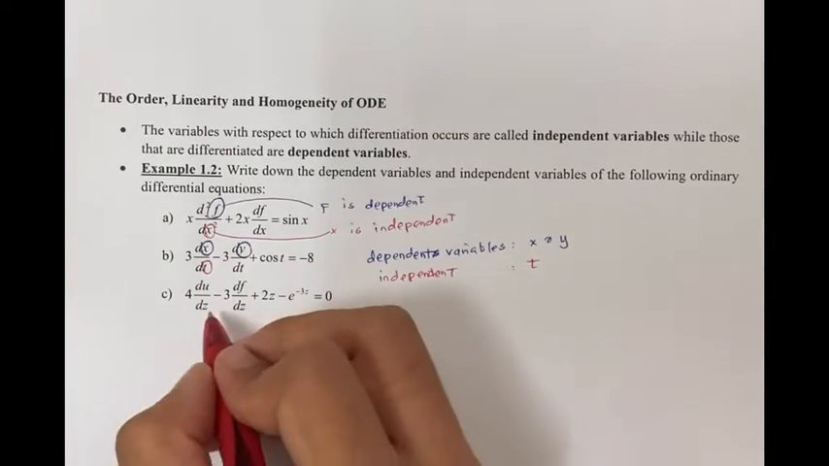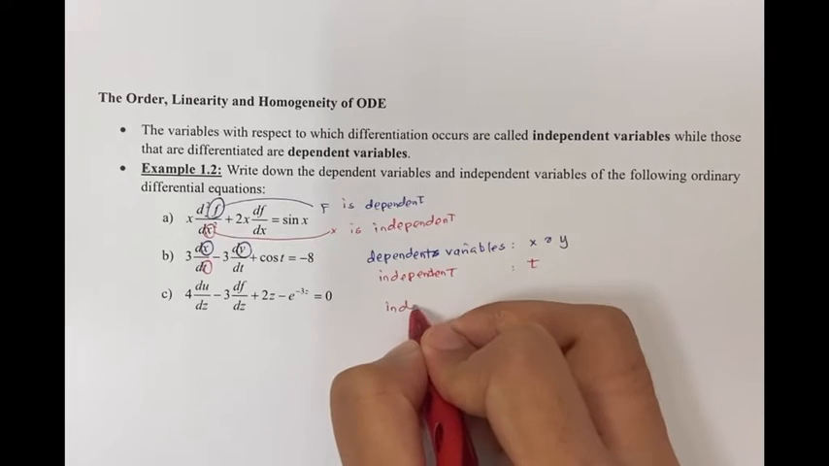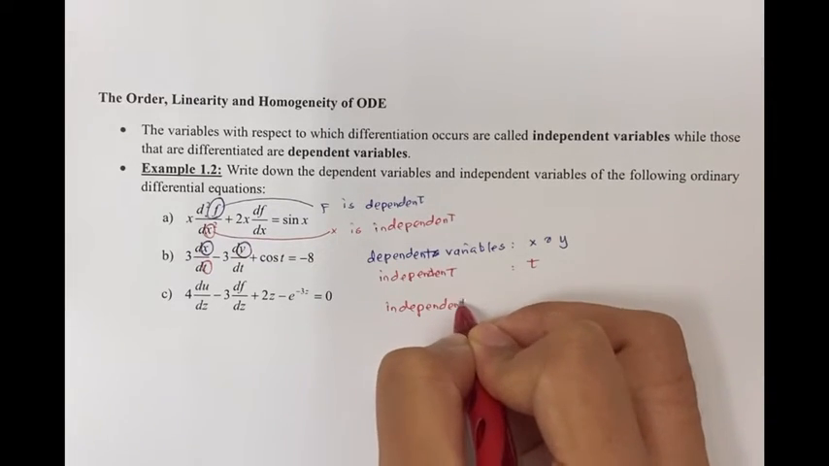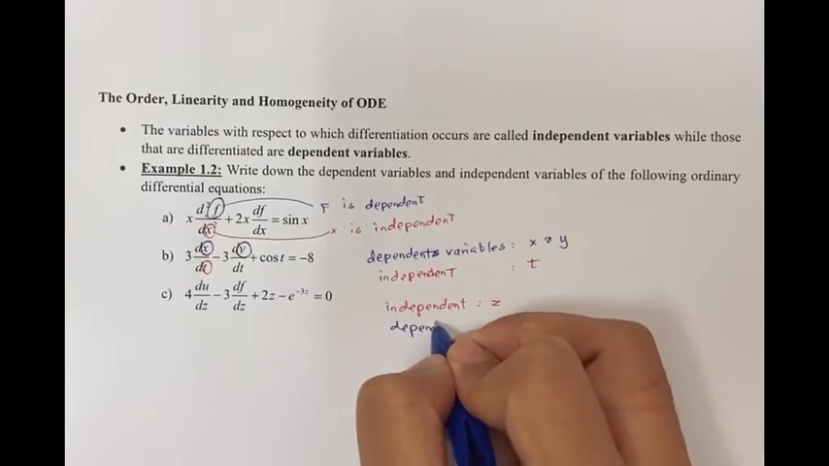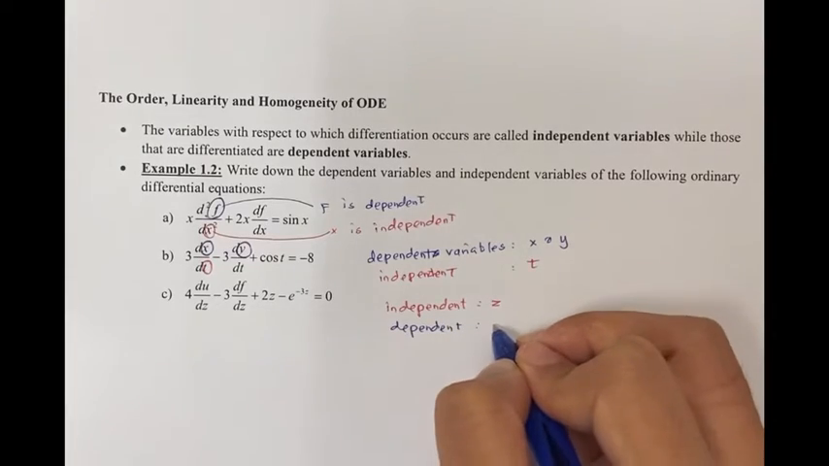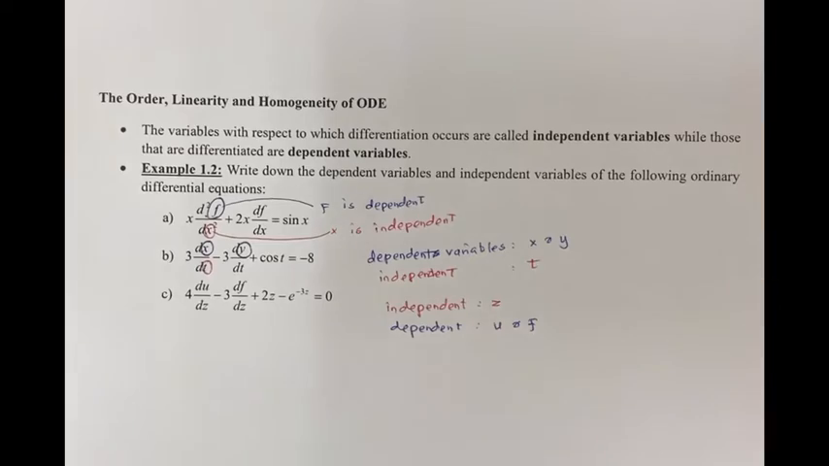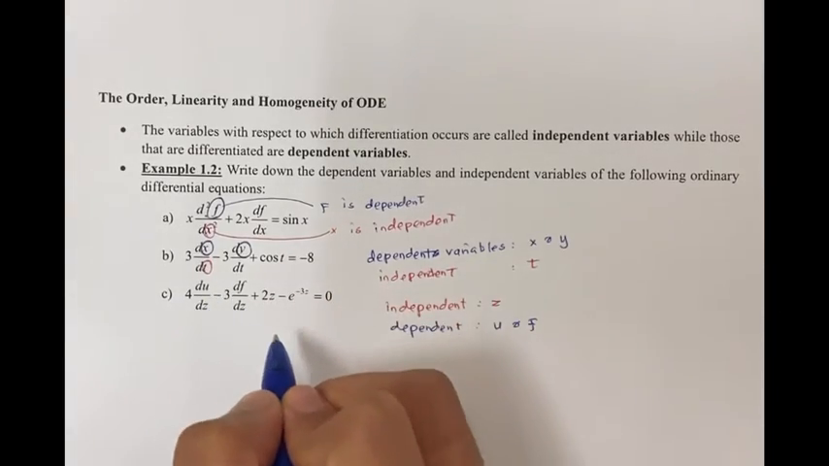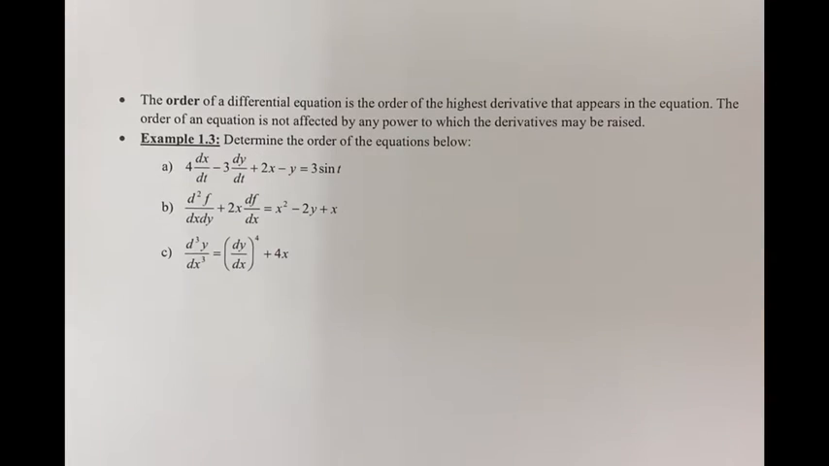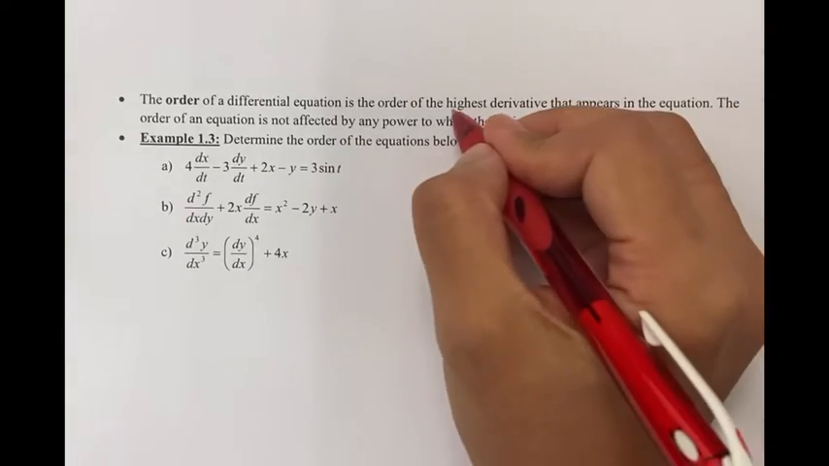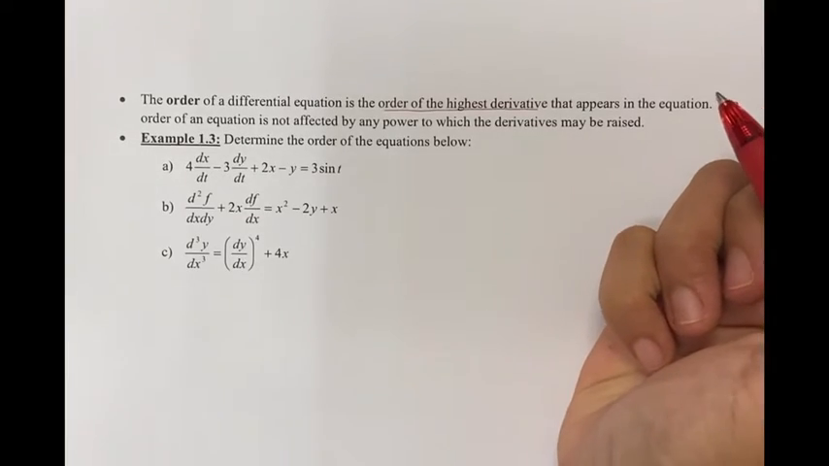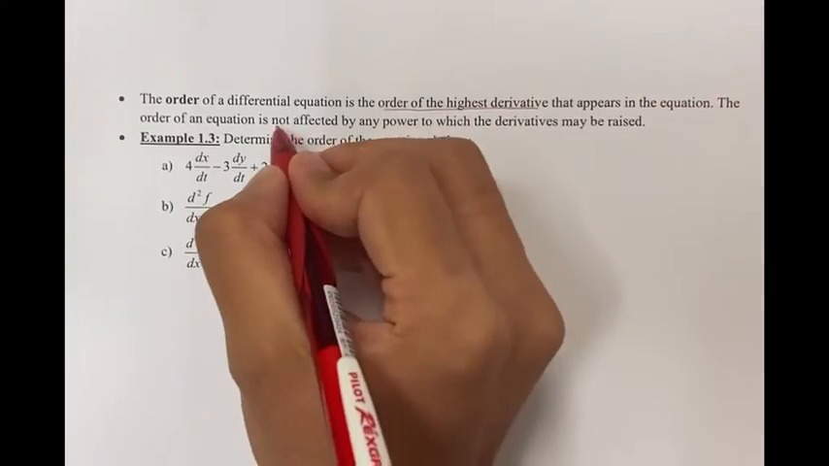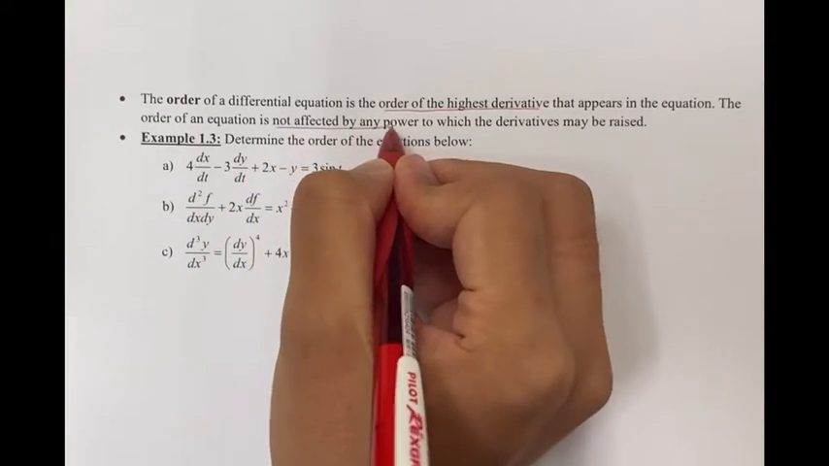And the last for C, we have independent z and dependent u and f. Okay, so that's the difference between dependent and independent. As for the order, the order of a differential equation is the order of the highest derivative that appears in the equation. The order of an equation is not affected by any power.